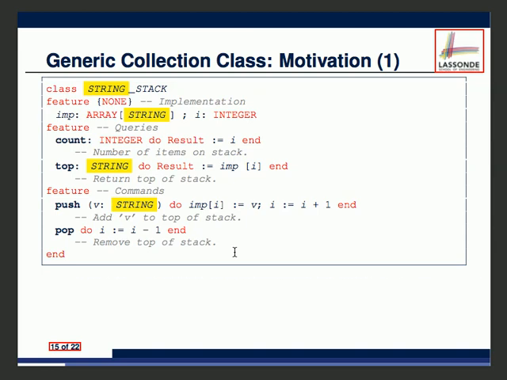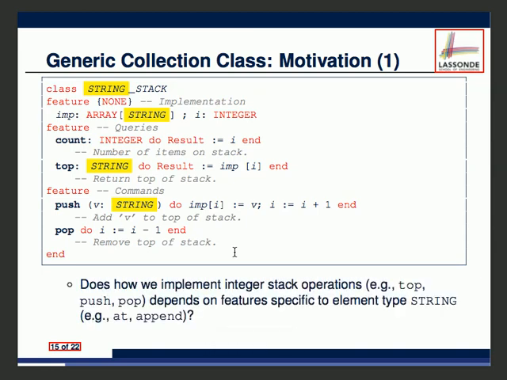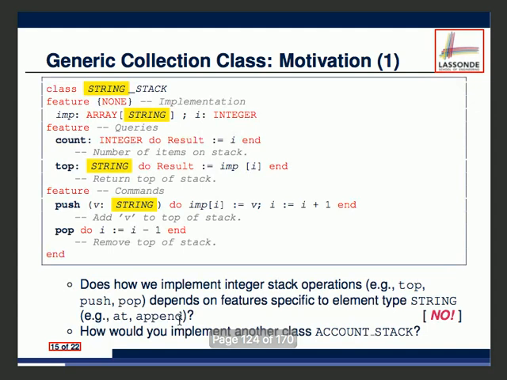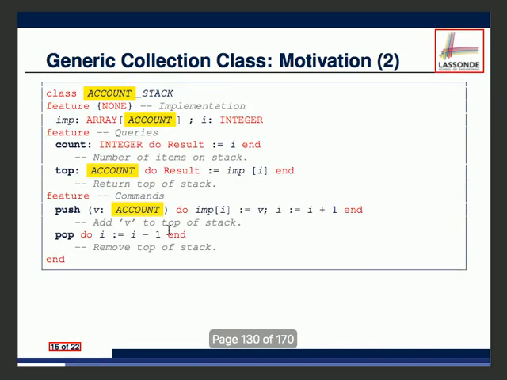Even though you're using the string, you're not really using any string-specific feature like an add or append. You're just reorganizing the order. So now how would you do an account stack? You're basically going to repeat everything except that the yellow highlighted part is going to be an account. Okay? So that justifies why the design is really bad.